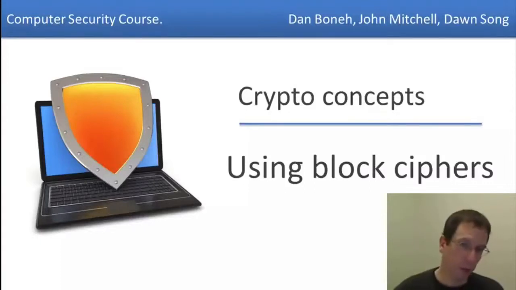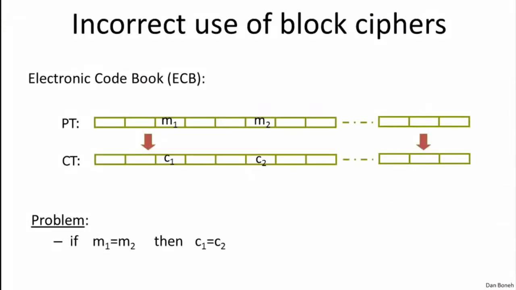So now that we understand what block ciphers are, let's see how to use them. In particular, I'm going to use the concept of a PRF and a PRP, a pseudo-random function and a pseudo-random permutation, to explain how to use these block ciphers. The first thing we'll do is look at the wrong way to use a block cipher. This is something called electronic codebook, which might be the first way you would think of using a block cipher, but it turns out to be very insecure.